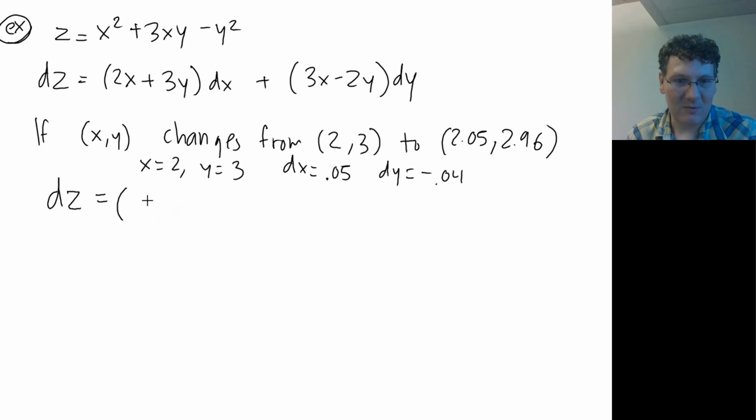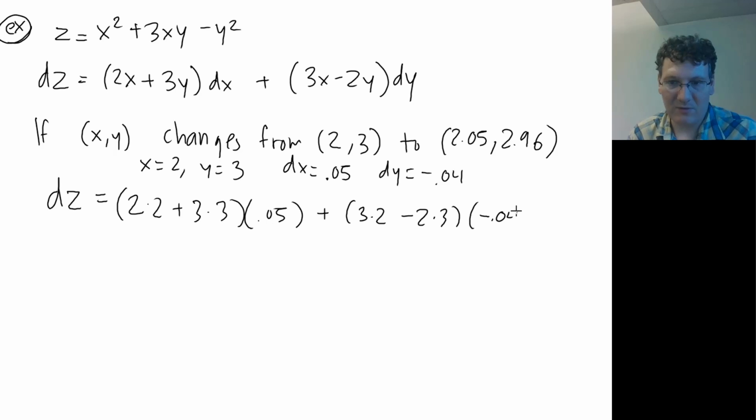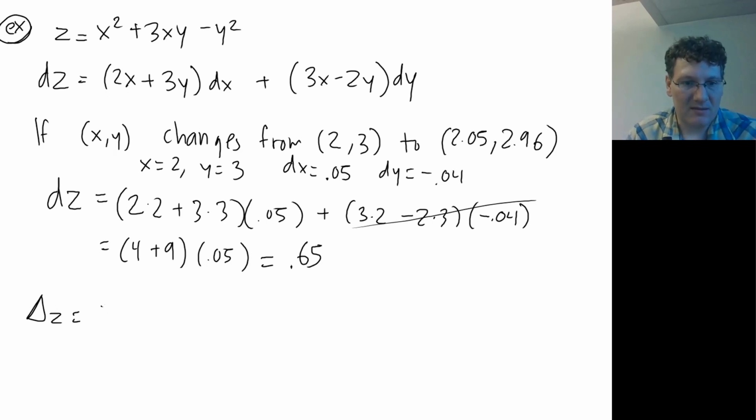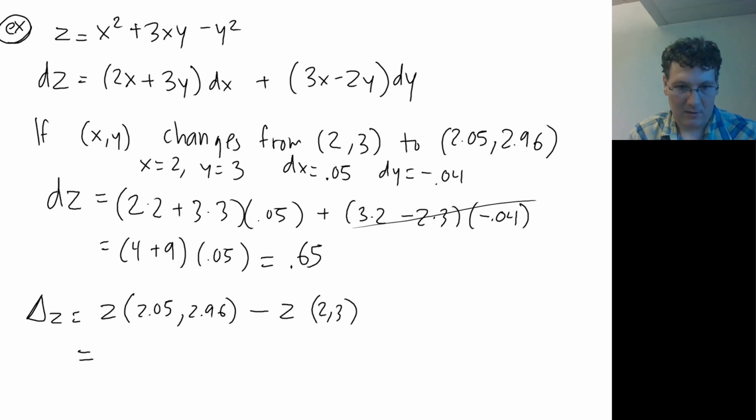So plugging that stuff in, it's going to be (2 times 2 plus 3 times 3) times 0.05 plus (3 times 2 minus 2 times 3) times negative 0.04. The nice thing is that this is all gone, and so what we get is 2 times 2 is 4 plus 9, that's 13 times 0.05. Delta z would simply be z of (2.05, 2.96) minus z of (2, 3). So we just evaluate that. It comes out to be 0.6449, which is close to 0.65.